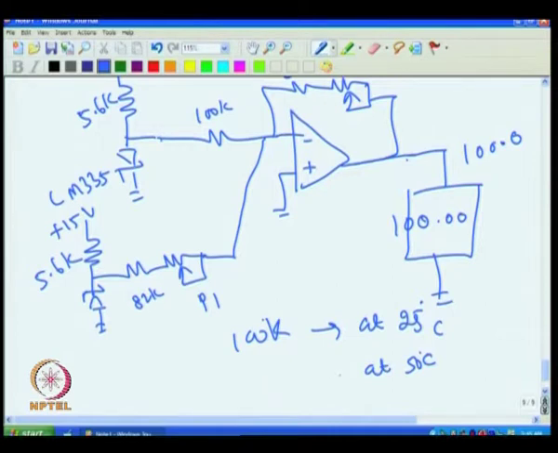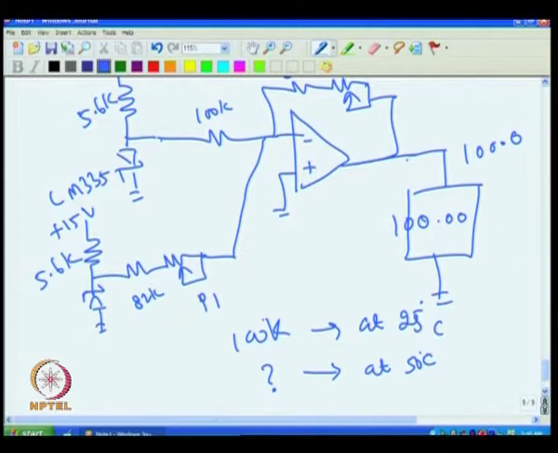Then the question is, what will be the value of this resistance? If it is 100 K at 25 degree C, then at 50 degree C, what is the value of that 100 K resistance? Will it be higher or will it be lower? And if it is higher or lower, how much is it going to change?